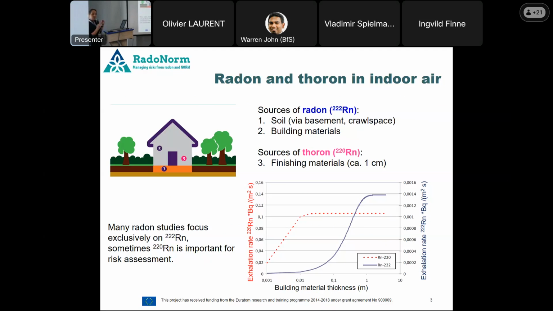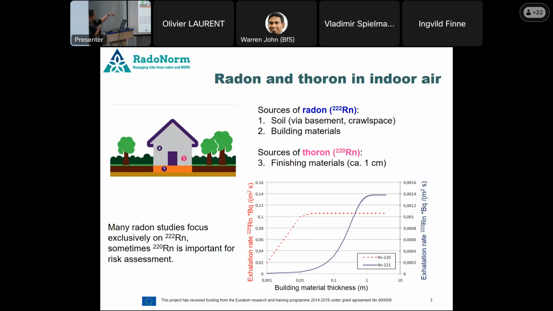And this has important consequences when trying to assess thoron concentrations, because in high radon areas, the dominant source will be geological, and that doesn't change on very small distance scales, whereas finishing materials can be different from one house to the next, or even from one room to the next. So where, for example, in some of the studies we've seen, estimates for radon concentrations are largely based on the geographical location, that doesn't work for thoron.